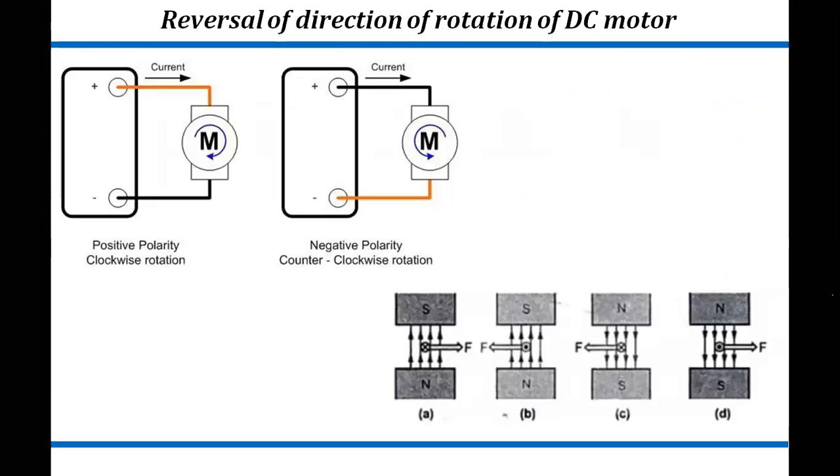If we are changing this polarity, instead of positive here we take negative, and here we take the positive. At that time you can see, if we are changing the direction of the magnetic field, how can we change it? If it is going in the forward or upward direction, we take it in the downward direction. It means we are reversing the direction of the magnetic field, or we can change the direction of this force, this current. In that way we can reverse the direction of rotation of the DC motor.